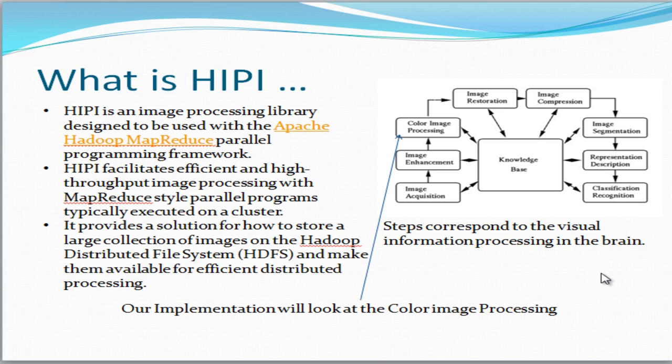Now here in the diagram you can see the different processing that our brain does when we see an image, and we as software engineers try to replicate them as a computer program that our PC can process. So you can see we have image restoration, image compression, image segmentation, color image processing, and various other processing that our brain basically does. In our project we will work only with color image processing.